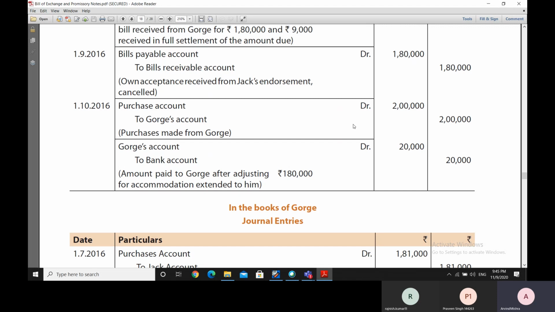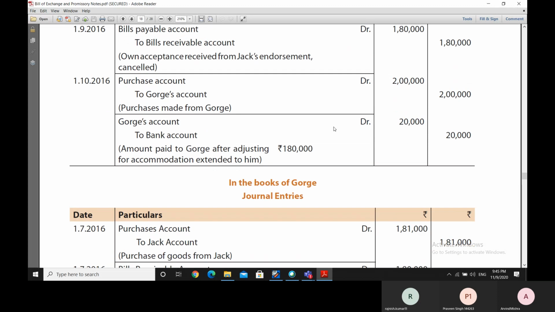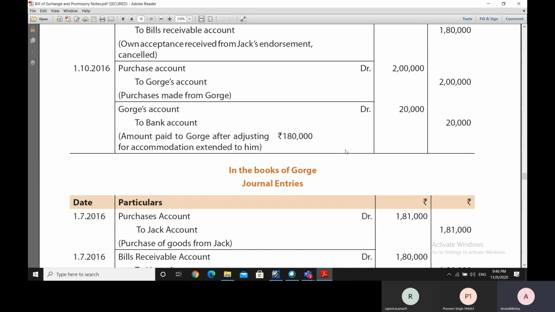Now thereafter, Harry makes a purchase from George of 2 lakh rupees, and Harry has to therefore make the payment of 2 lakh rupees. So he had just 1,80,000 rupees from the accommodation which was originally extended to him, and out of that accommodation, because he had to pay 2 lakh, he pays 20,000 only, and 1,80,000 rupees is adjusted for the accommodation which was extended to him.